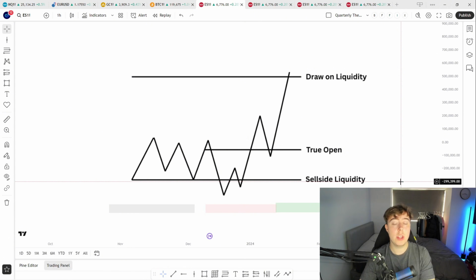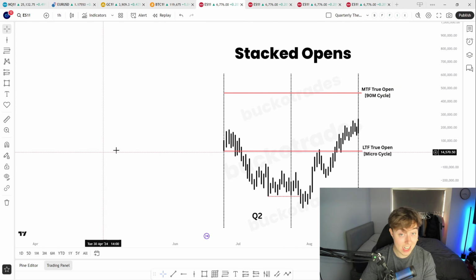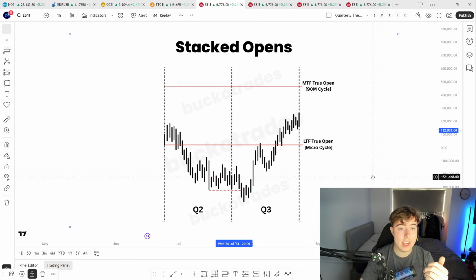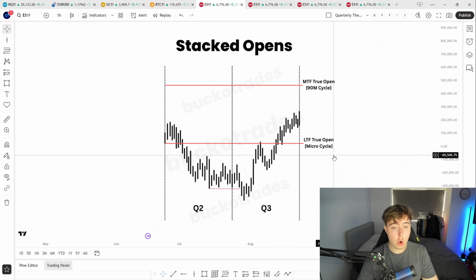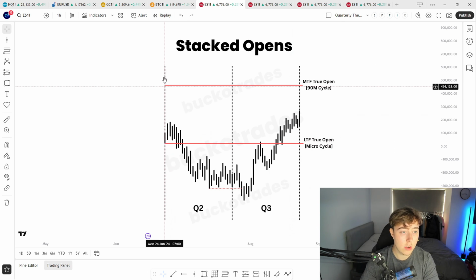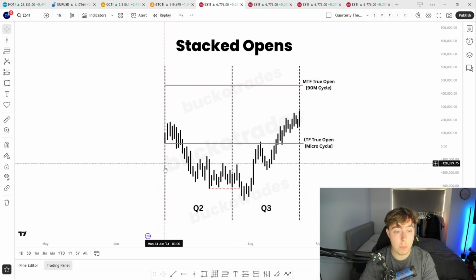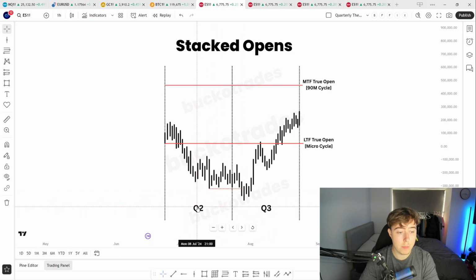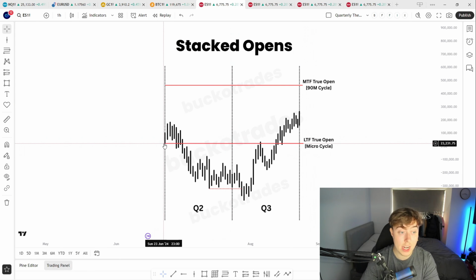Now what I'm going to introduce to you guys as well is another quality theory concept, but it's still on the same topic of true opens, and this is stacked true opens, right? And here's a little diagram here. Essentially, we have the current true open of the cycle that we're viewing. So imagine here, Q2, Q3, price action, right? Imagine this being the micro cycle, so the 1 minute time frame. Everything's normal, Q2, Q3, Q2. The beginning of Q2, that very first candle, remember, mark out the open. That is our true open for this specific cycle, in this case, the true micro session open, right?